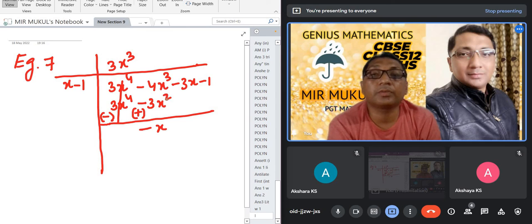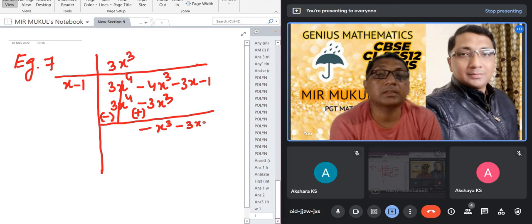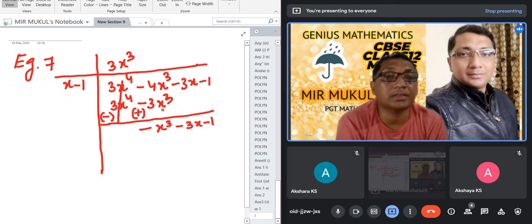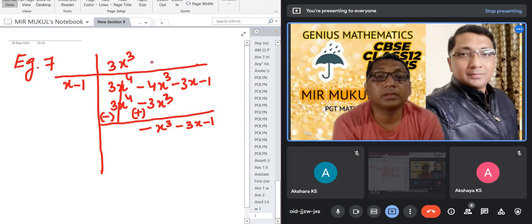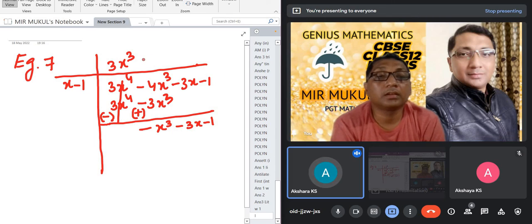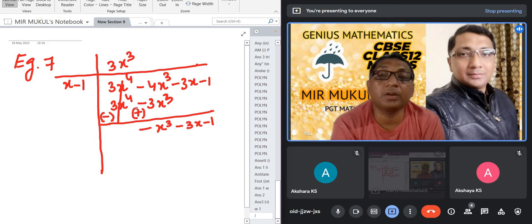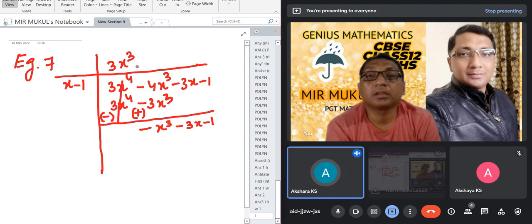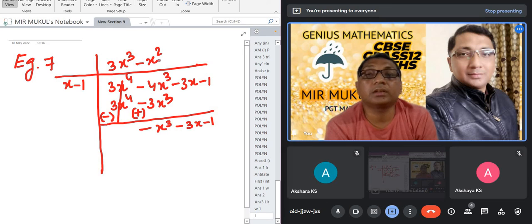Sorry, here it is x cube, not square. So minus x cube. Then minus 3x minus 1. Again, if we divide its first term, then what will you get? Akshaya will tell. Sir, x square. Minus x cube and x, if you divide, will you get x square or minus x square? Sir, minus x square. Minus x square.